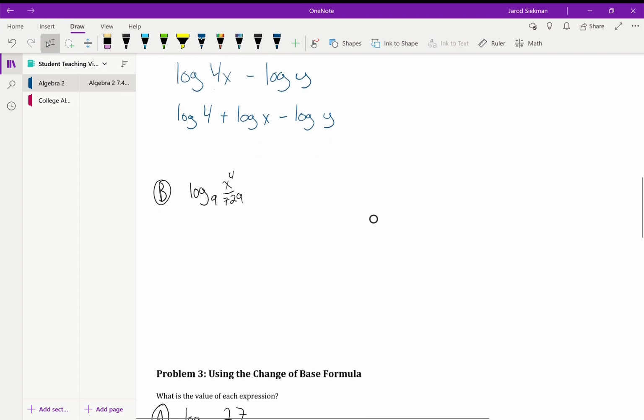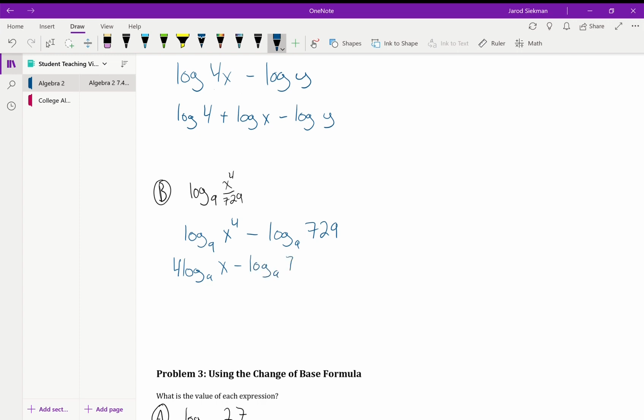So we want to expand this logarithm. We have log base 9 of x to the 4th divided by 729. So we use the quotient rule where we can break it apart. Log base 9 of x to the 4th minus log base 9 of 729. So after that, we have the exponent x to the 4th. We can use the power rule and bring that down. So it's 4 times log base 9 of x minus log base 9 of 729.